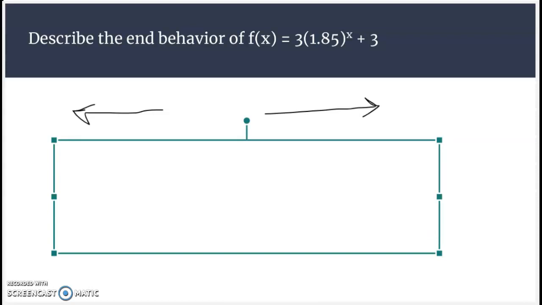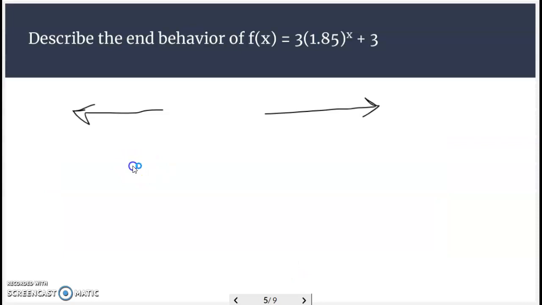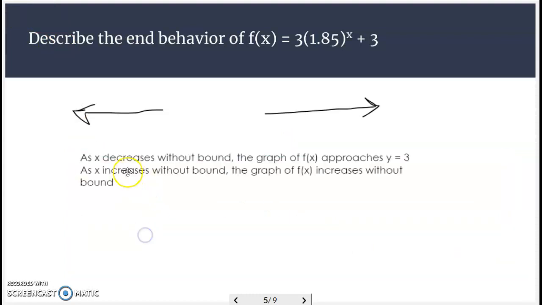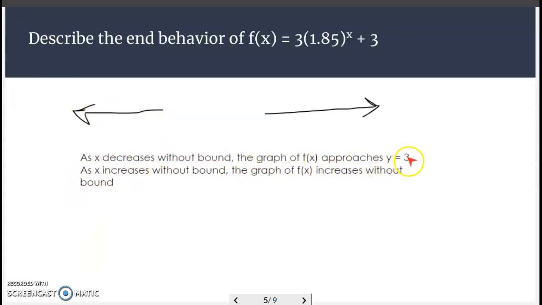We'll describe it in terms of x and the x coordinates. Let's see if I can copy and paste this statement. There we go. As x decreases without bound, that means go to the left forever, the graph approaches y equals 3. It gets close to that horizontal asymptote.